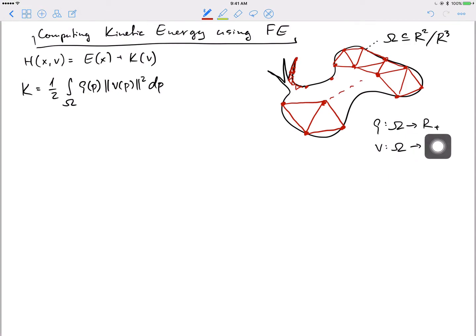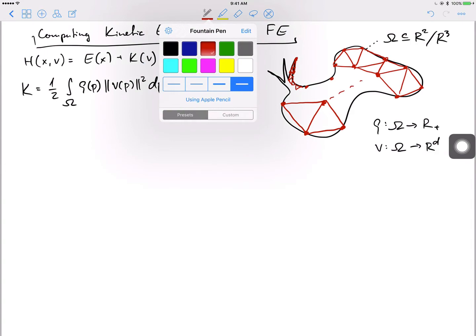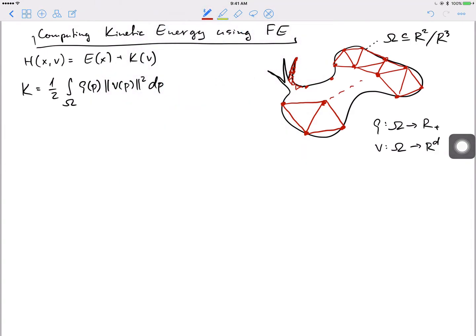Let's keep that simple. Each of the nodes is going to have a sample of the density rho. Actually, sorry, that's not what I wanted to say. I'll do it a little bit differently. Each of the nodes is going to have a sample of velocity, v_i, and that's going to be just, let's do an R^D dimensional vector. The D is always 2 or 3.